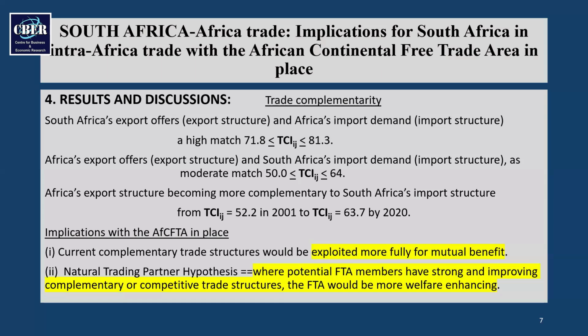The implication of these results is that once we have the African Continental Free Trade Area in place, South Africa will be able to exploit more fully these existing trade complementarities for mutual benefit. And as per the National Trading Partner Hypothesis, the potential free trade area members have to utilize these complementary and competitive trade structures and benefit more fully.